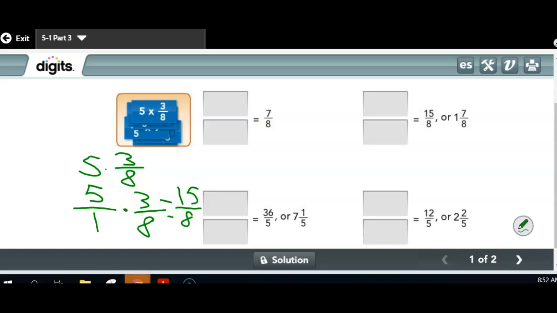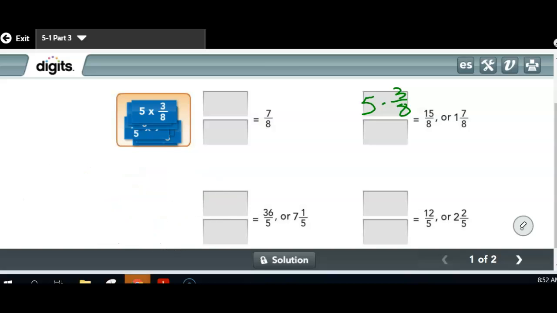Which one is 15 over 8? It's over here. So up here, I want you to write 5 times 3 over 8. On your guiding notes, you just find the mixed number, which is 1 7/8. Just put not the answer, your problem under the product. All right, your next one is 6 times 2/5.